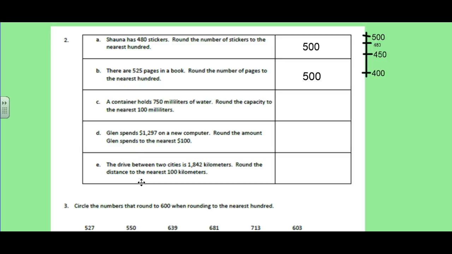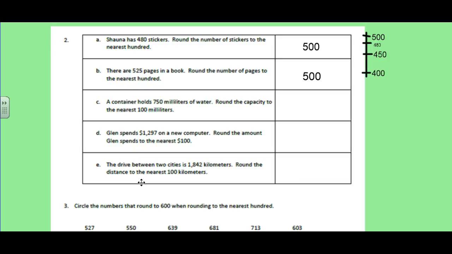So once again, I want you to attempt it without a number line. See if you can see which hundred 750 is closest to. If you need to draw a number line, you can do that. So go ahead and answer C and push play once you have that on your paper.